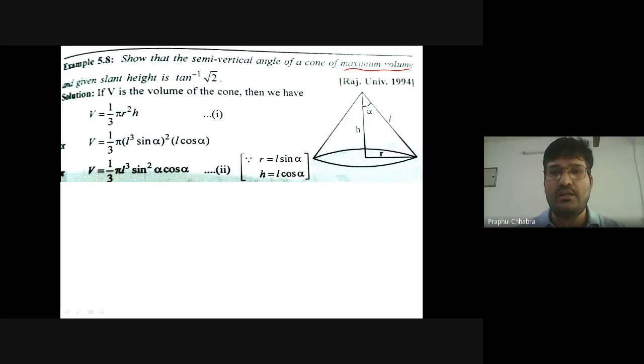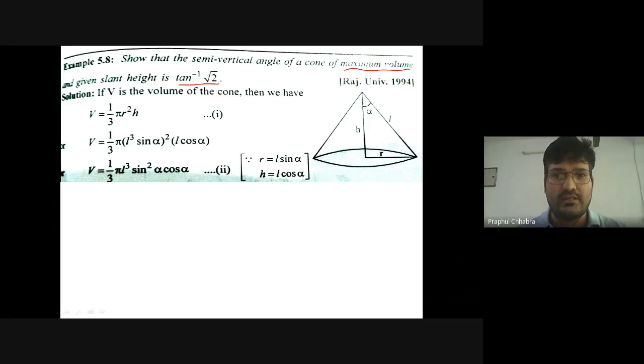इसका मतलब ये हुआ कि इस cone का जो volume है उसको हम maximize करेंगे और हमें prove करना है that the semi-vertical angle of a cone with given slant height is tan inverse under root 2. हमें prove करना है कि if semi-vertical angle alpha is tan inverse under root 2, then the volume will be maximum. What we have to prove? We have to prove that if alpha is tan inverse under root 2, then the volume of this cone will be maximum.